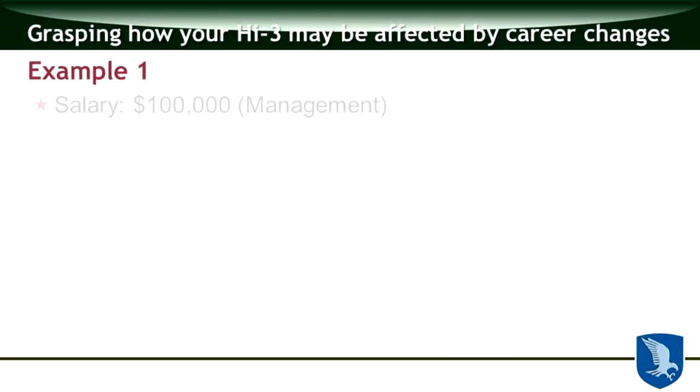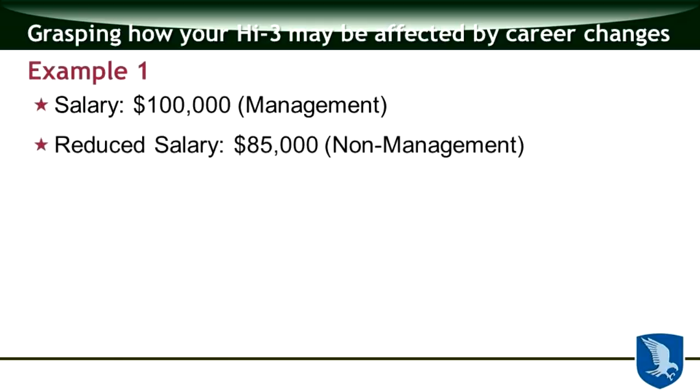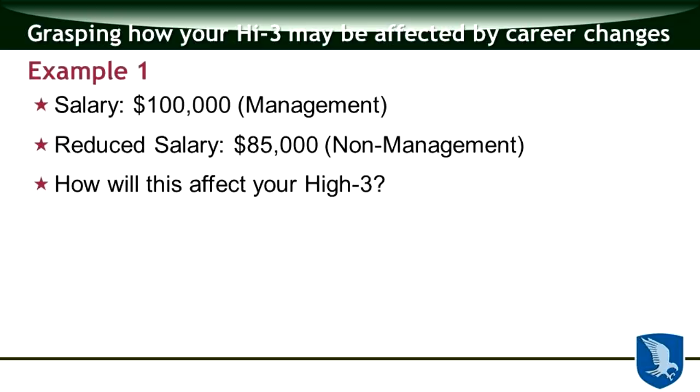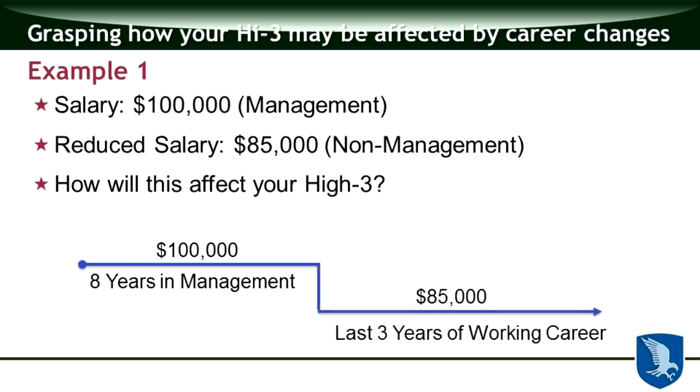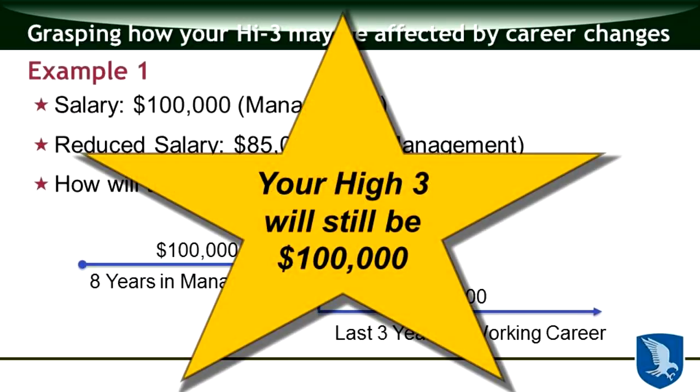Number one, let's assume that you're making $100,000 in a management position and you decide to step down to, let's say, $85,000 in a non-management position. How will this affect your Hi-3? Well, if you stayed in that $85,000 position for 3 years and then retired, your Hi-3 would be based on the $100,000 income. We would use the highest 36 consecutive months, even though they weren't your last 36 consecutive months.